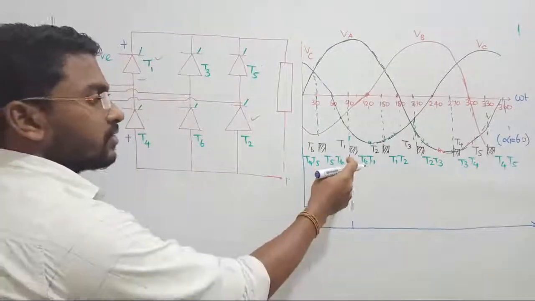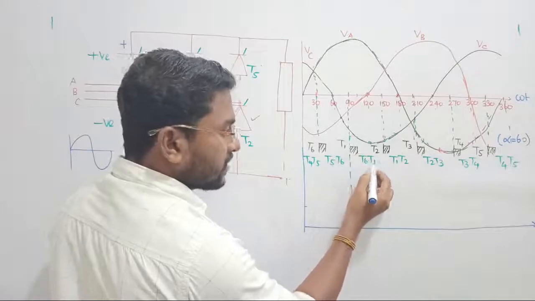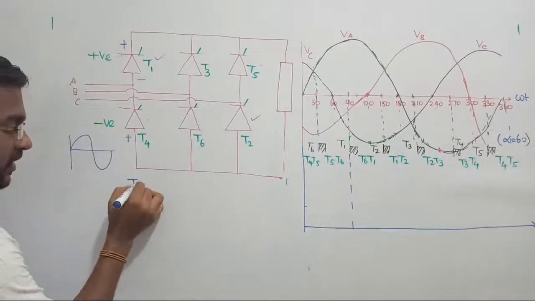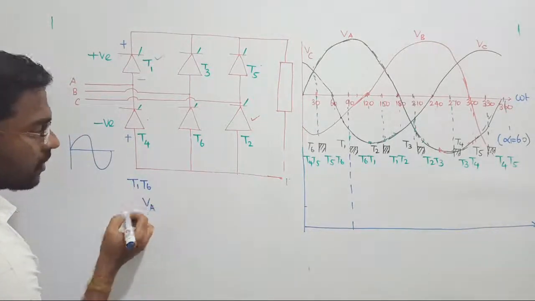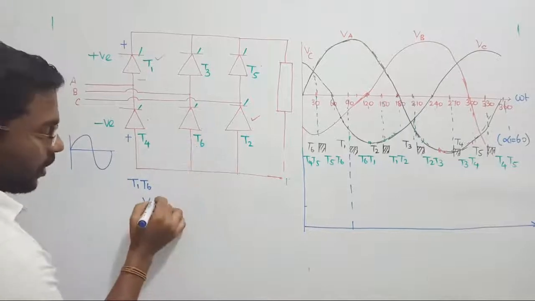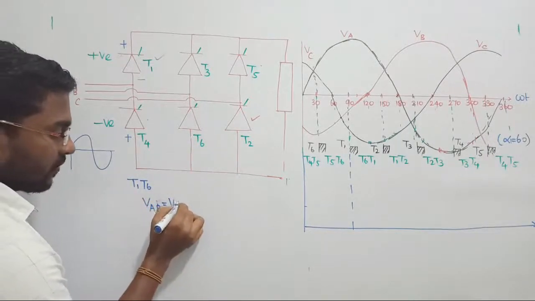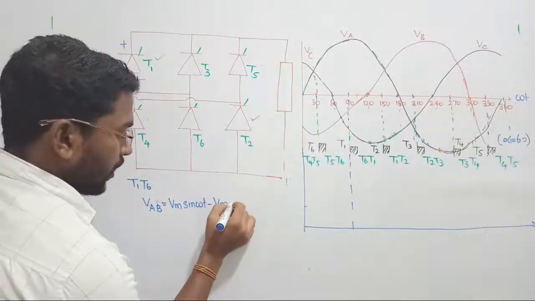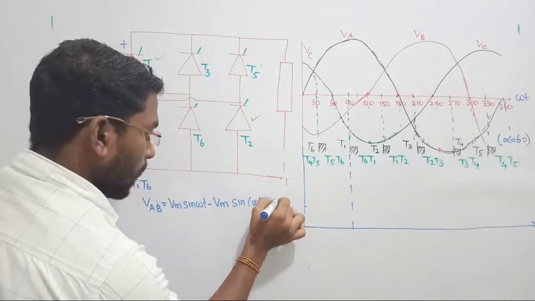First, when you trigger this thyristor, who are all in conduction? Now when you trigger this, T6 and T1 are going to carry the current. Once again, T6, T1. T1 is the upper leg, phase A voltage, and T6 is the lower leg, phase B voltage. So the voltage can be written as VA minus VB, that is Vm sin omega t minus Vm sin omega t minus 120 degree.